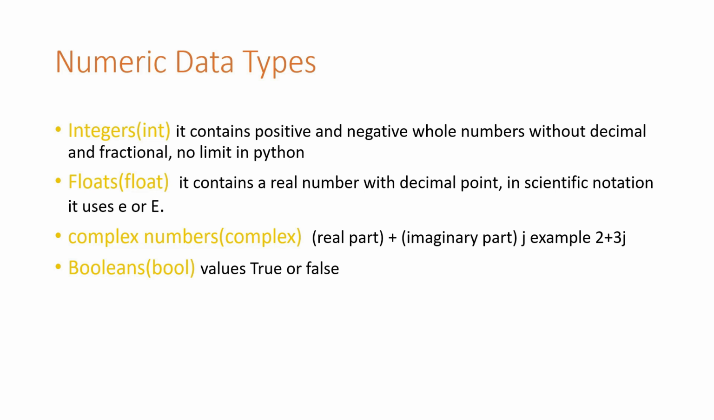Booleans. Many languages have boolean as a data type. Normally in C, it is represented as 1 or 0, but in Python, it is True or False.